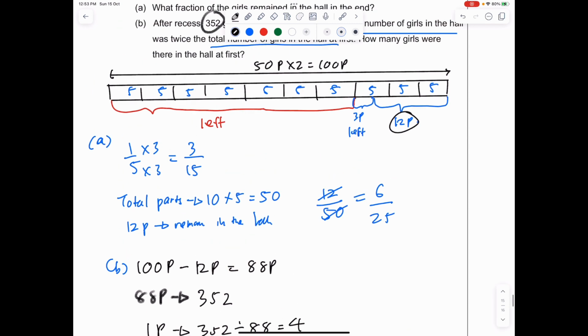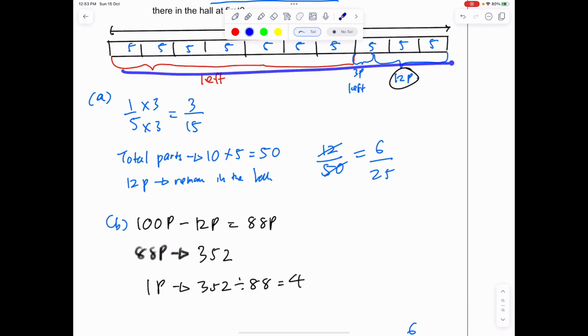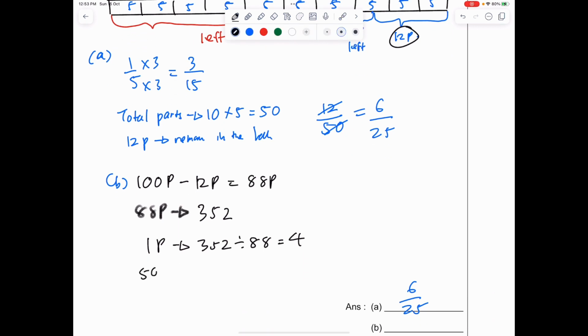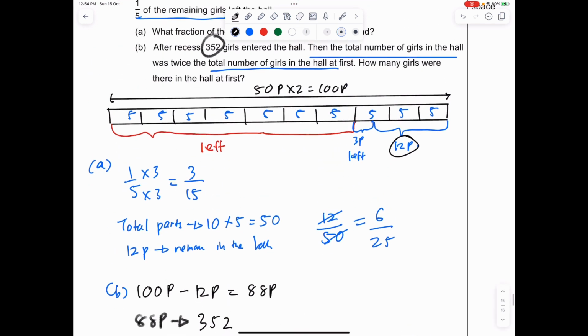Now, because they told you already that right at the beginning, the whole thing is 50 parts, I only want to know what is 50 parts. So 50 parts will be 4 times 50, and that will give me 200. And the answer is 200. That's it.